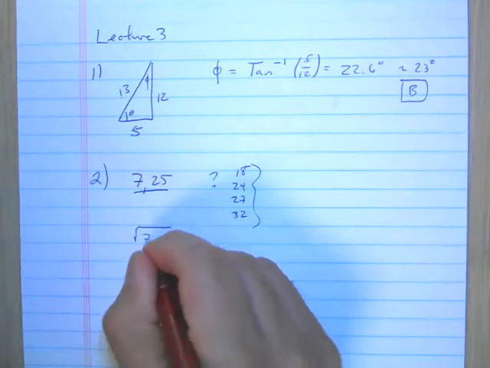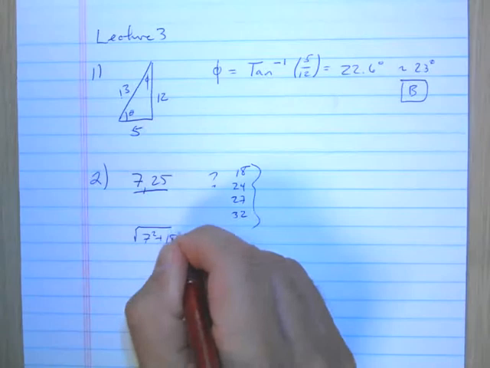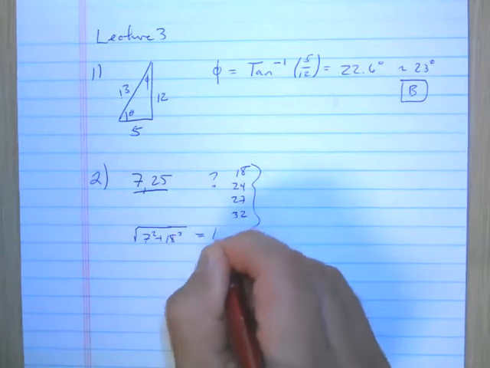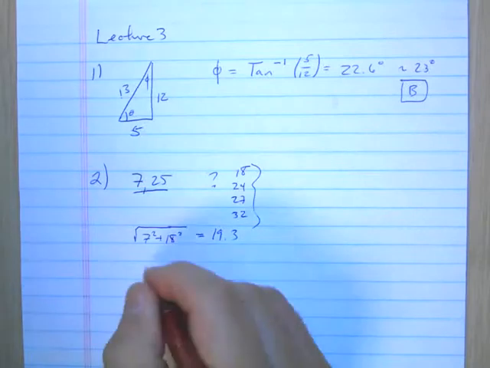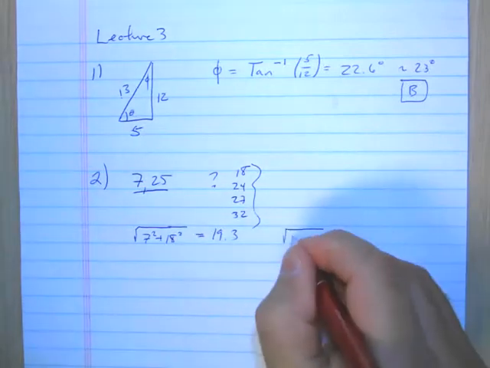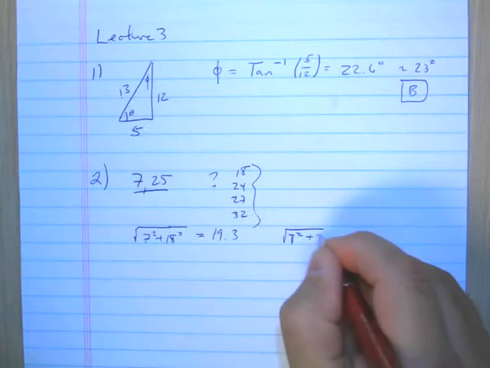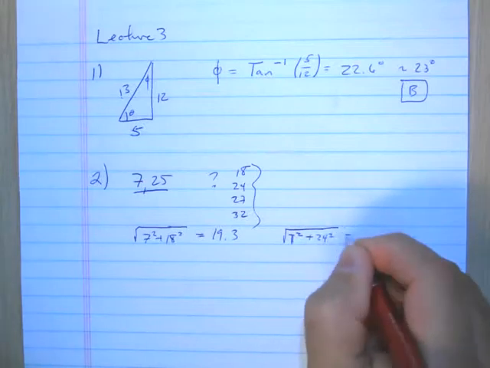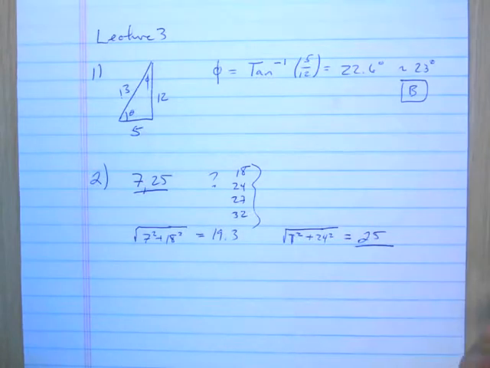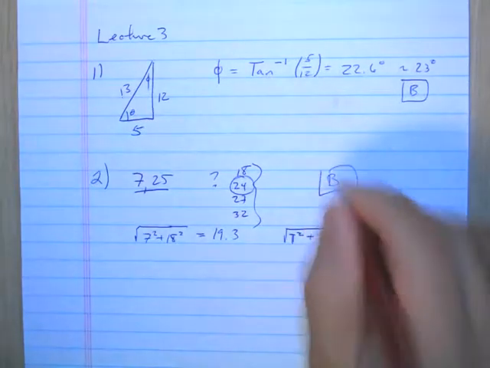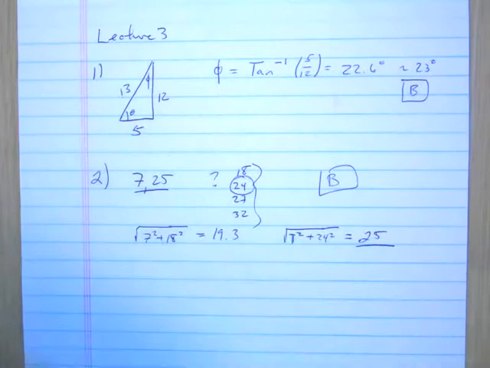What is the square root of 7 squared plus 18 squared? And we plug that in, and that's 19.3. Okay, so that doesn't work. Let's try the next one. The square root of 7 squared plus 24 squared. And we work that out, and it turns out to be 25. Oh, so we didn't have to go very far. So we know 24 is the one that's possible, so the correct answer here is also B.